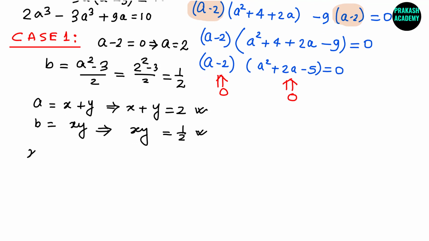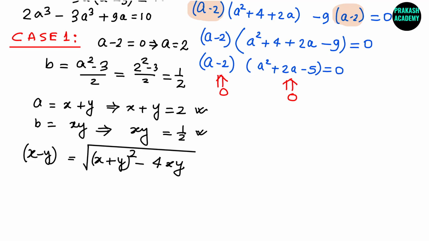If you remember, I can write x minus y whole squared equals x plus y whole squared minus 4xy. This means x minus y equals the square root of this term. So this becomes x plus y is 2, so the square of 2 is 4, minus 4 times 1 by 2. That is the square root of 2.